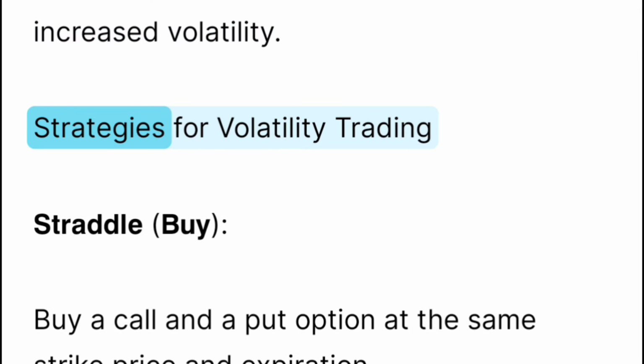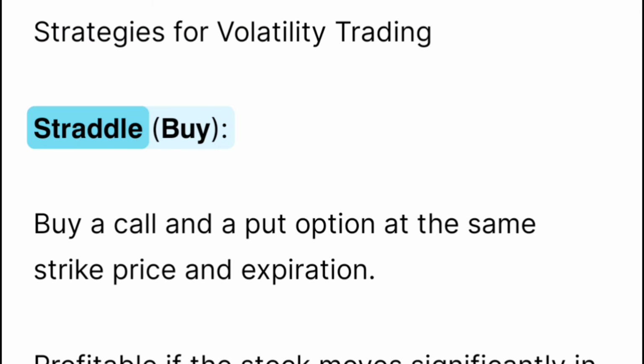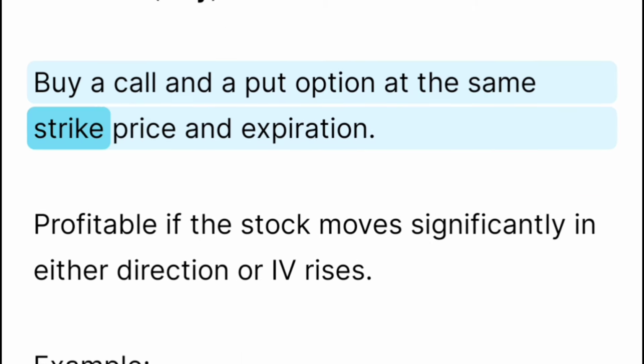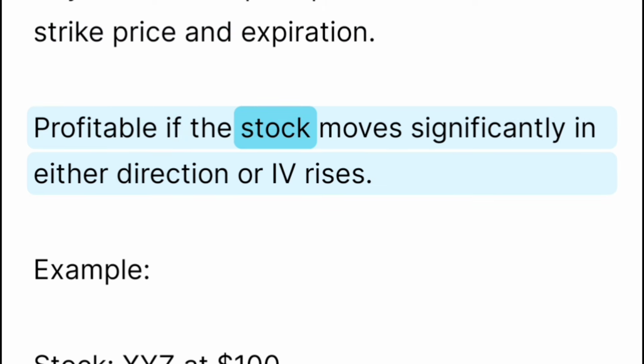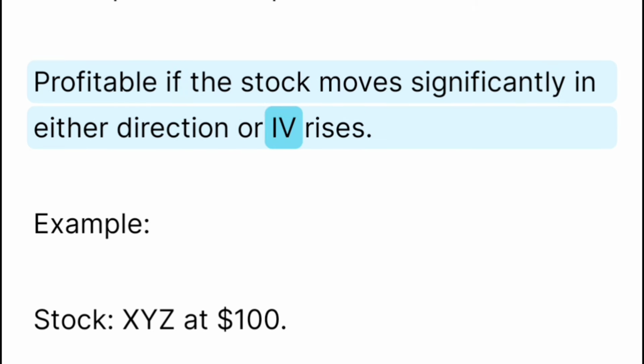Strategies for volatility trading. Straddle, buy: buy a call and a put option at the same strike price and expiration. Profitable if the stock moves significantly in either direction or IV rises.